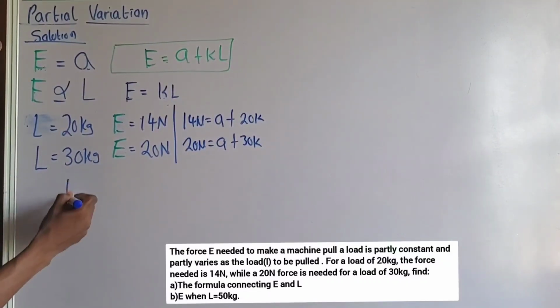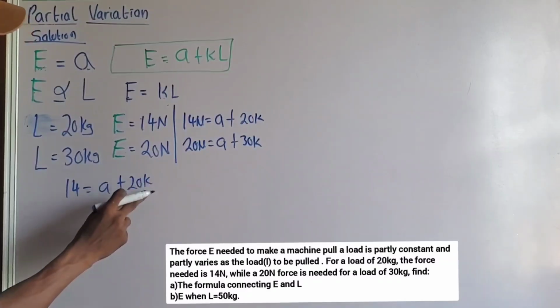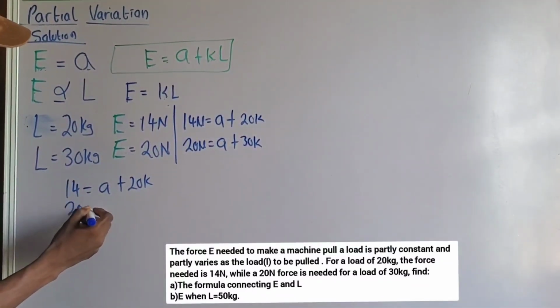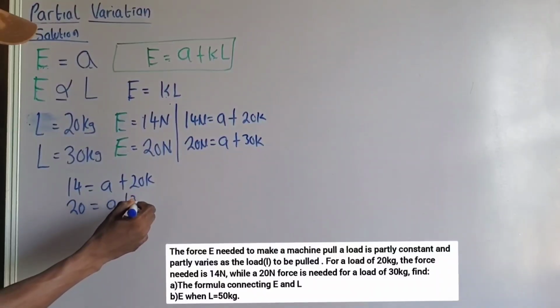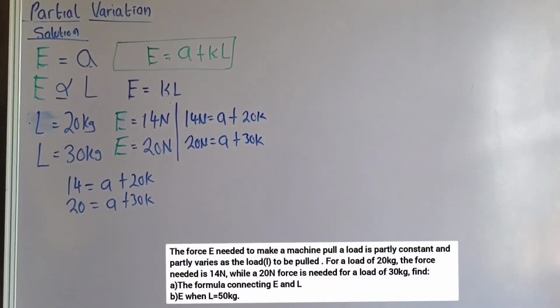I'm going to have 14 is equals to A plus 20k. This k that you see here is this. Are you getting it? And for the second one, we are going to have 20 equals to A plus 30k. Okay, now we can solve this equation simultaneously to get the value of A and k.